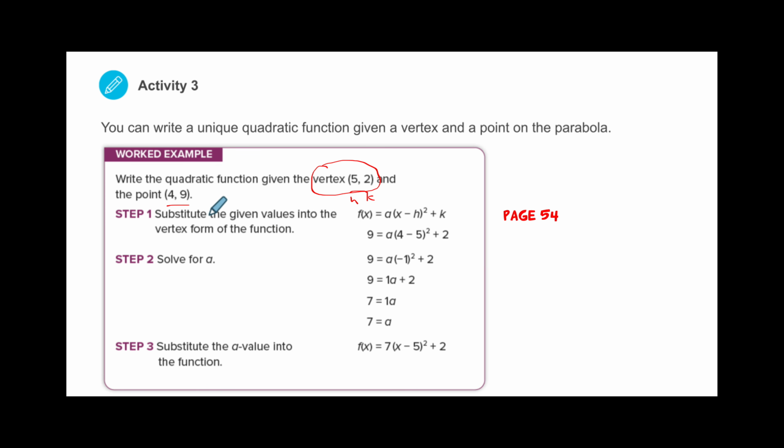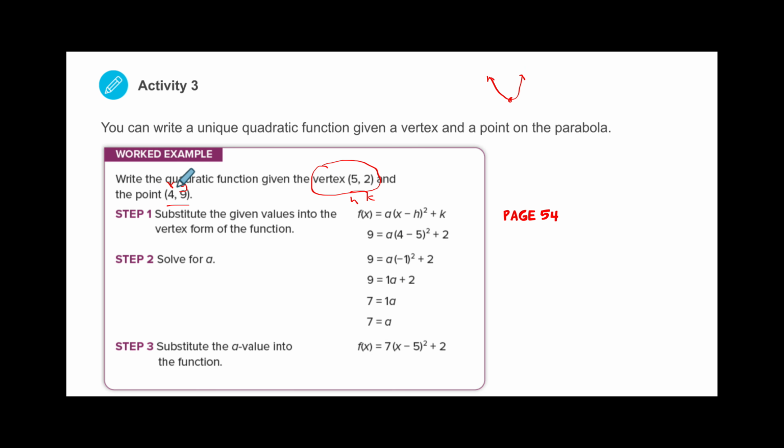And then they just give us a random point. This could be any point on the quadratic. So we have a vertex and we have a random point. So if you remember, the vertex is either the max or the min, depending on whether it's concave up or concave down. We don't know. They didn't tell us that. But we do know the point 4, 9. So that's going to be our x and our y.